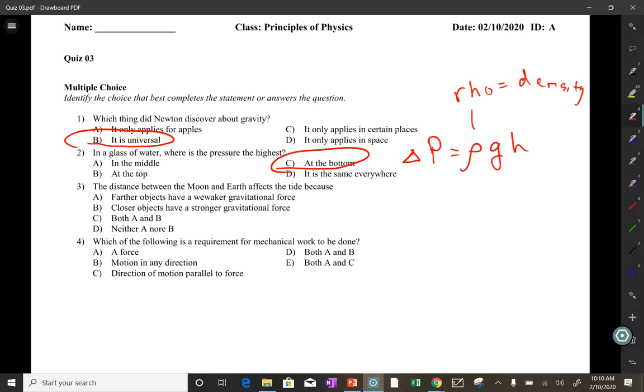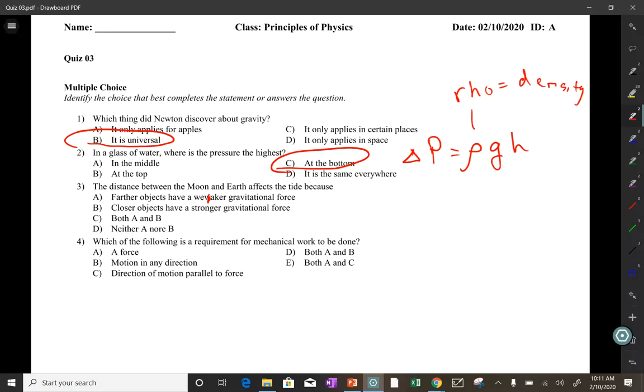Can we get extra credit if we change your "weaker" spelling? Farther objects have a weaker gravitational force. I changed it. Which problem are we talking about? First question, first answer. Farther objects have yes, weaker. There should not be a W there. You're right. So can we get extra credit? No, but well, there goes that, guys.